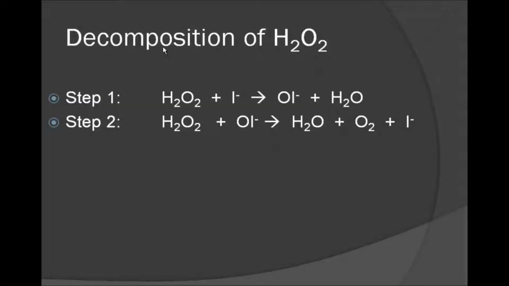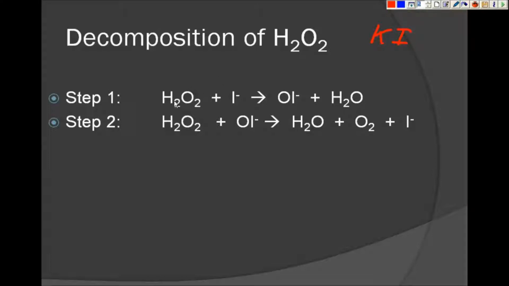So here is the decomposition of H2O2, or hydrogen peroxide, and we'll be using a catalyst in the decomposition of this thing. The catalyst we'll be using is KI, or potassium iodide, and here it's a two-step reaction where hydrogen peroxide is going to be combining with the iodide ion and forming OI minus and H2O, OI minus being the hypoiodide ion.